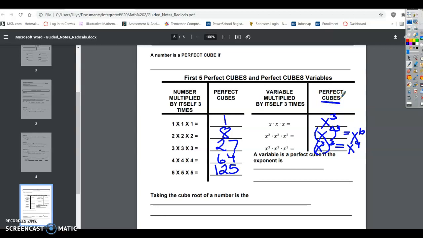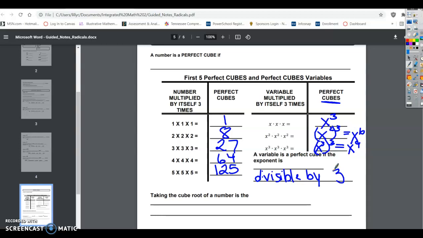All right, a variable is a perfect cube if the exponent is divisible by 3. So if it's divisible by 3, it's considered a perfect cube.